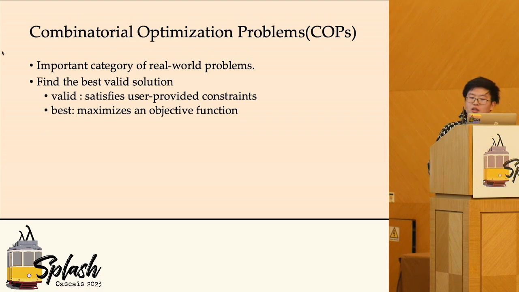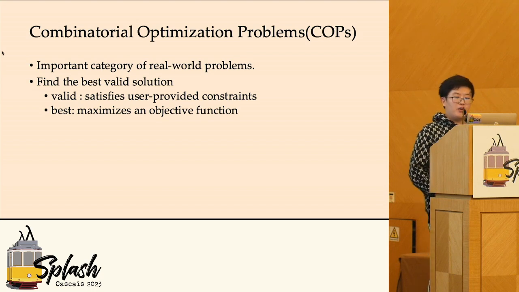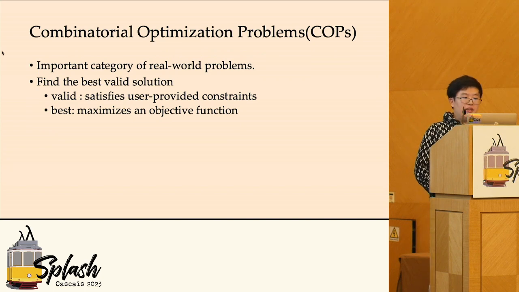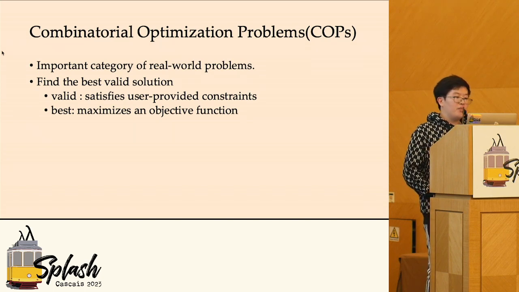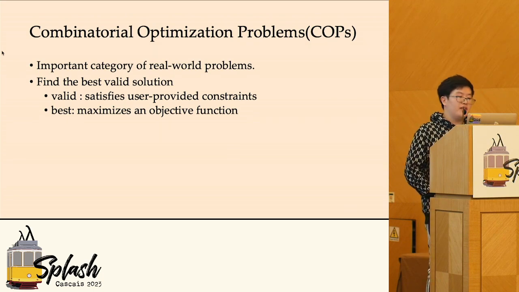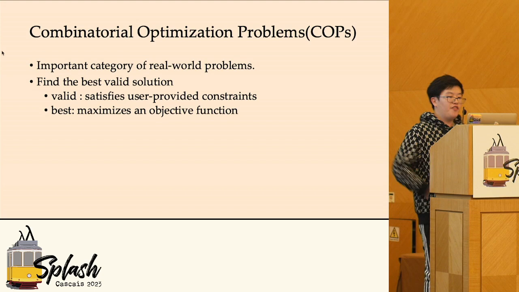First, let me introduce the combinatorial optimization problems, short as COPs. COP is an important category of real-world problems. In general, it targets to find the best valid solution, where valid means that the solution should satisfy some user-provided constraints, and the best means that the solution should maximize a given objective function.